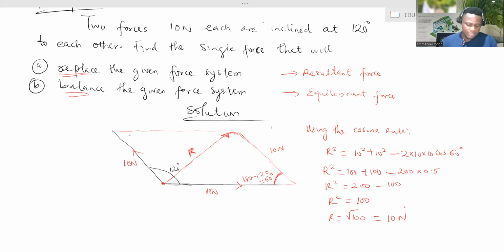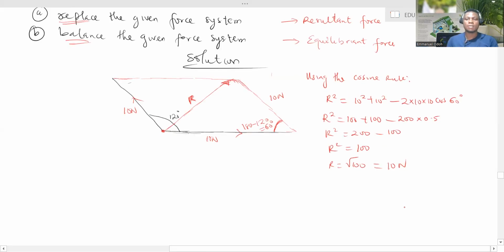A force is a vector. A vector has both magnitude and direction. So this is the magnitude of the resultant. So we need to get the direction. How do we get the direction? We can redraw this triangle here from that parallelogram.